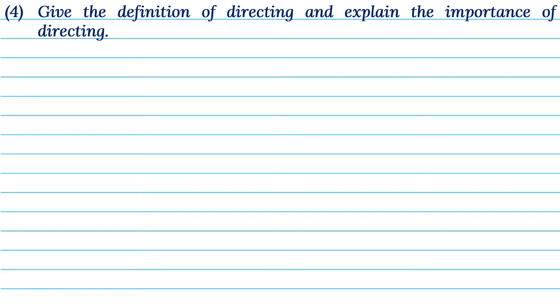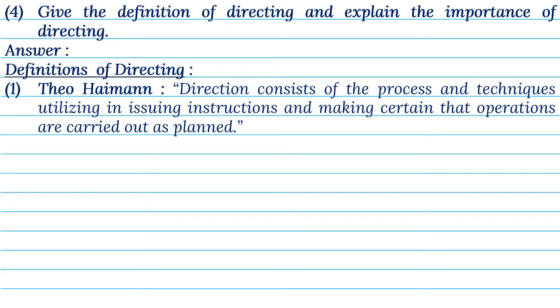4. Give the definition of directing and explain the importance of directing. Answer. Definitions of directing. 1. According to Theo Haimann, direction consists of the process and techniques utilized in issuing instructions and making certain that operations are carried out as planned.